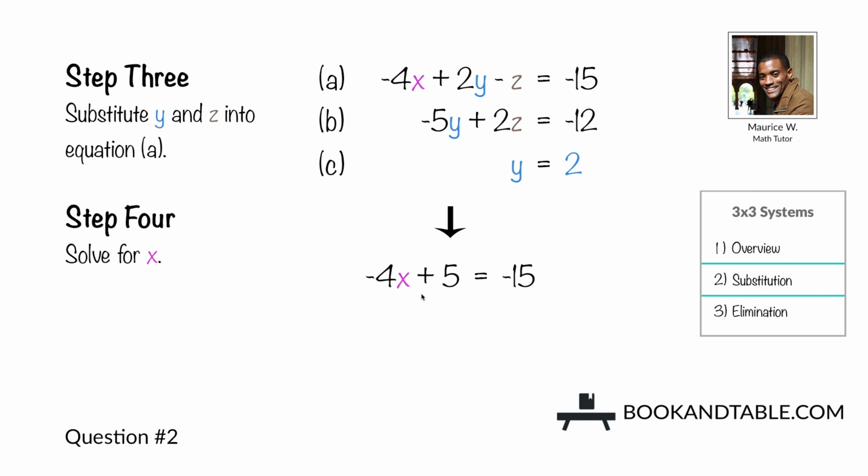And to solve for x, we'll now subtract 5 from both sides, giving us negative 4x is equal to negative 15 minus 5, which would be negative 20. And to remove the coefficient of negative 4, we divide both sides by negative 4, showing us x is equal to negative 20 divided by negative 4, which would be equal to positive 5. So the solution to the system would be x is 5, y is 2, and z is equal to negative 1.